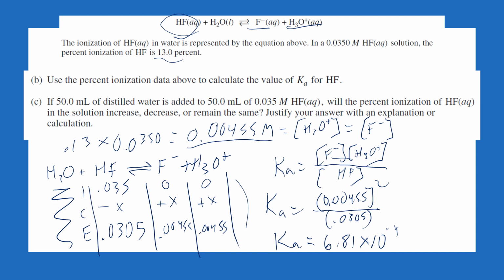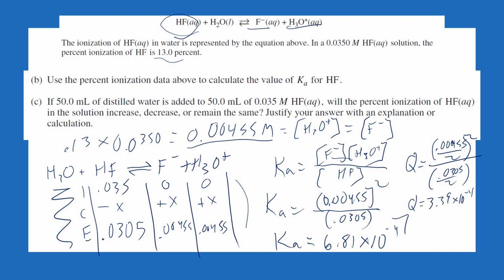So what that means is that for Q, you would do half of those concentrations, 0.00455 over 2 squared, and then the 0.0305 over 2, and solve for Q. And when you do solve for Q, you get 3.39 times 10 to the -4th, which is essentially half the value of Ka. So Q is smaller than K at this point.